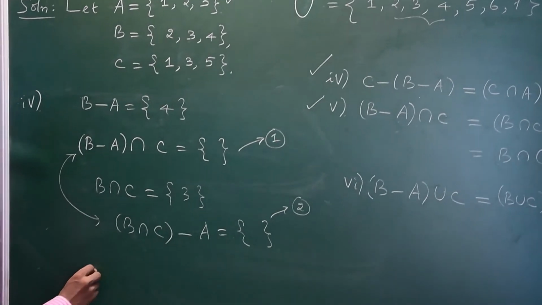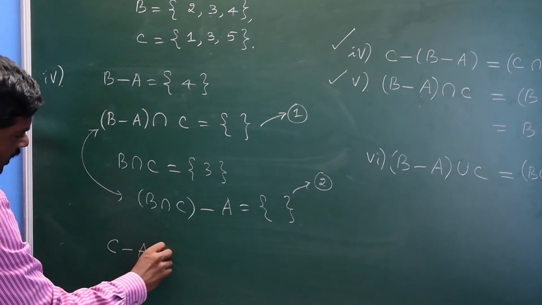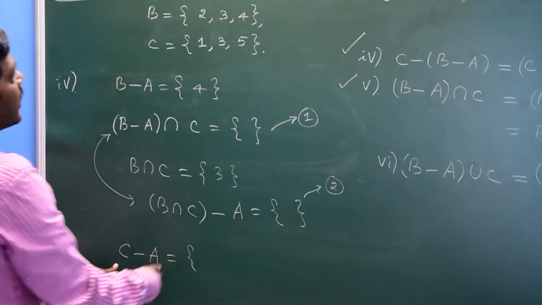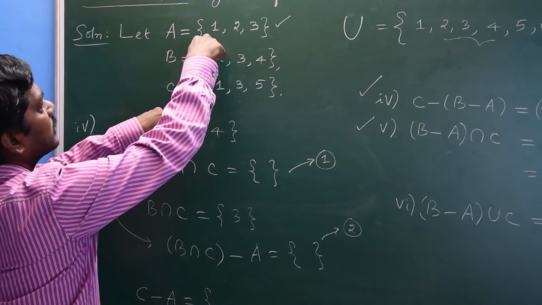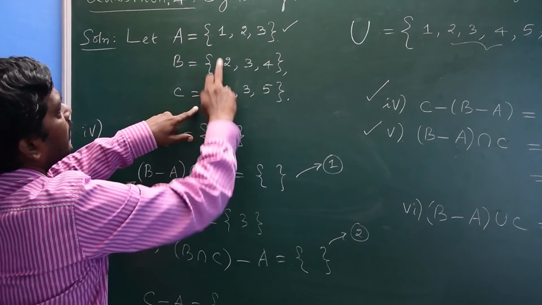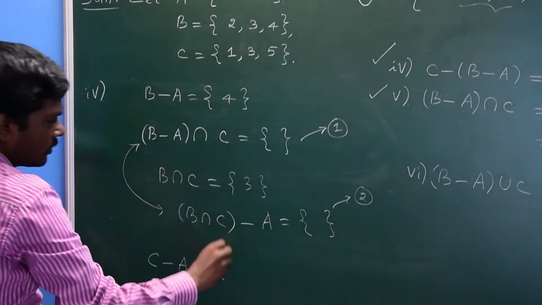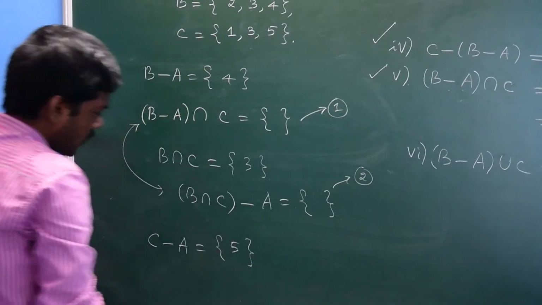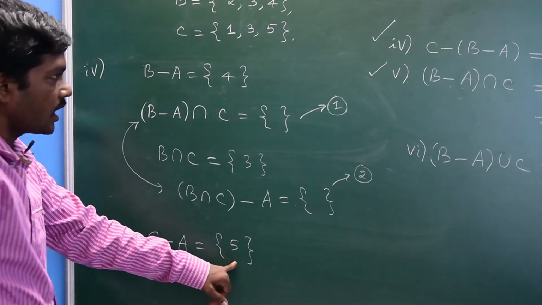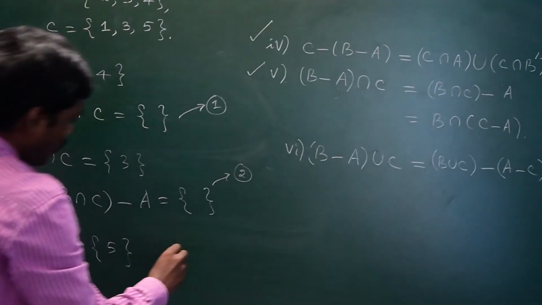Let us find out C minus A. What is C minus A? Elements which are in C but not in A. In C, not in A: look, 1, 3, 5 will come. So you will have 5 here. Okay, elements which are in C but not in A. So C minus A is there.